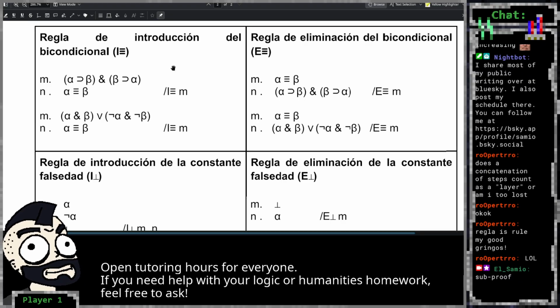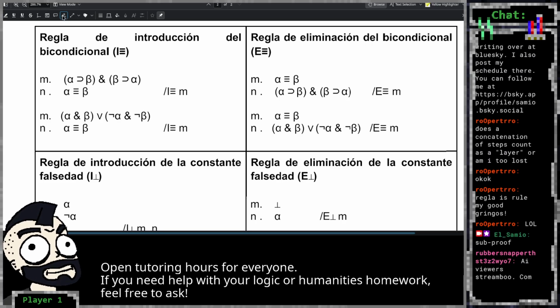The rules of biconditional introduction and elimination are very simple. Basically, we are going to break down our biconditionals into the other formulas, and then we'll use those formulas as the normal rules. If we have that A implies B and B implies A, then they're equivalent.